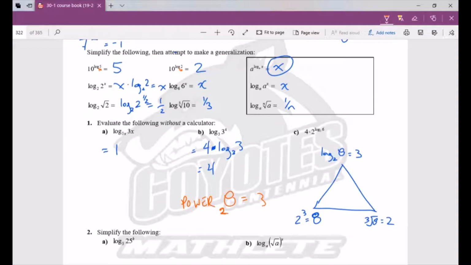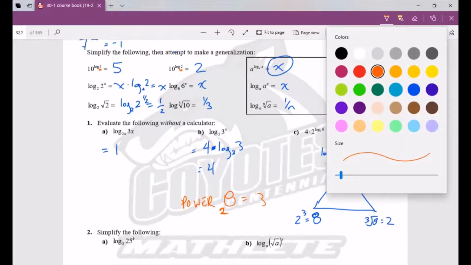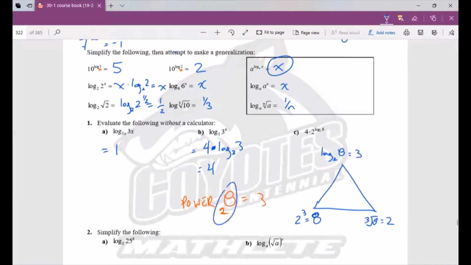Be careful that we don't write this so it looks like the 8 is an exponent of 2. When we write a logarithm, the argument is 8. 8 is the number that you're taking the logarithm of. 2 just happens to be the base, and it's this little tiny subscript. So the 8 is a regular size 8. The 2 is a subscript as our base.